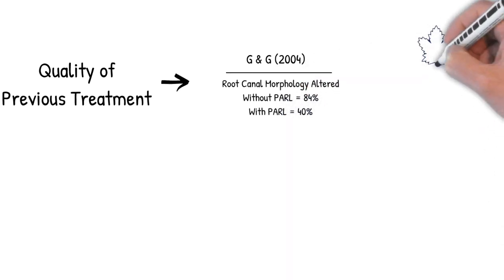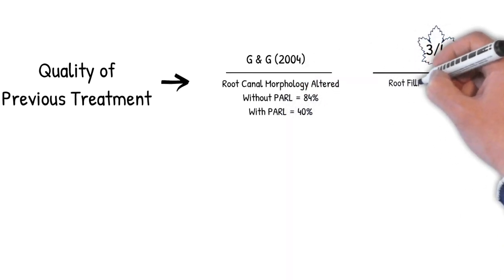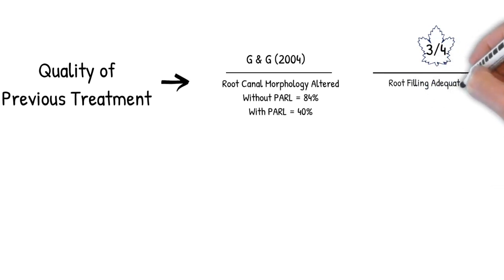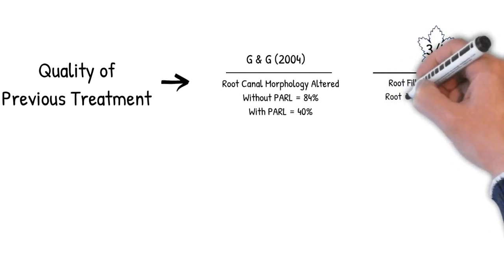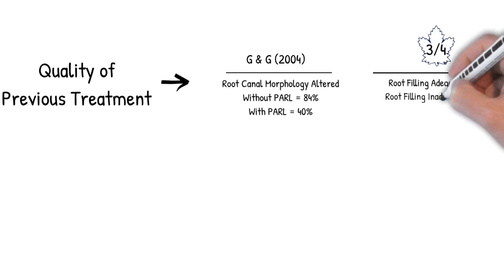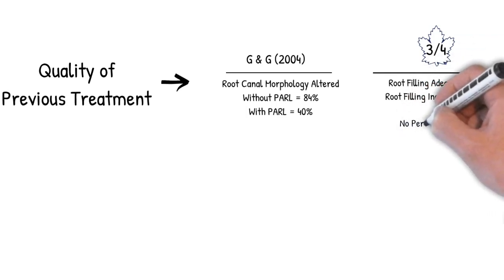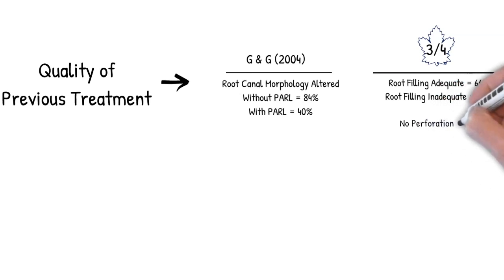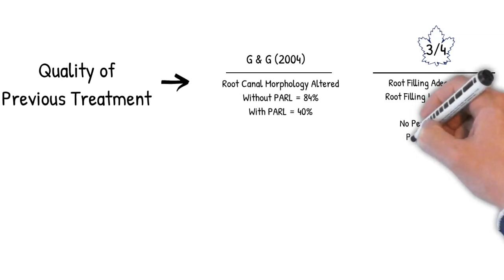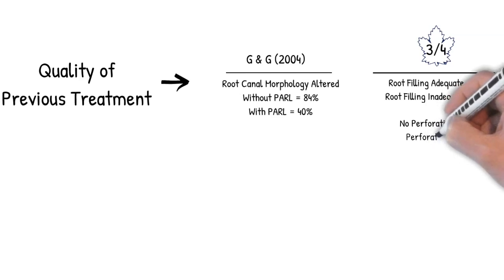In the Toronto studies, when the root canal filling material was adequate from the previous treatment, they had a 66% success rate. But if the root canal filling was inadequate, they actually had a higher success rate with 88%. So go ahead and think about possible reasons why that could be. Also, they found that if there was no perforation, they could get an 87% success rate. But once a perforation was discovered, only 56% of those teeth succeeded.